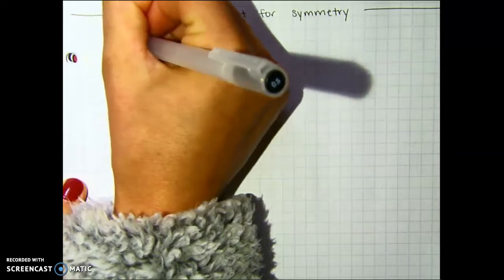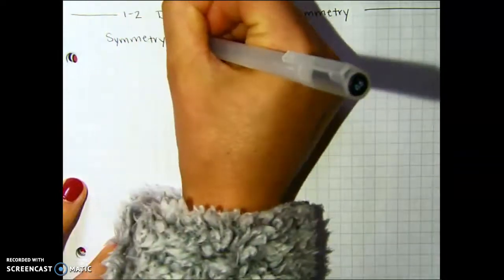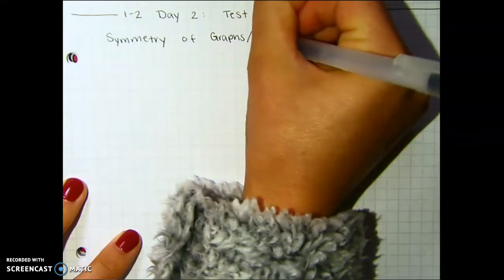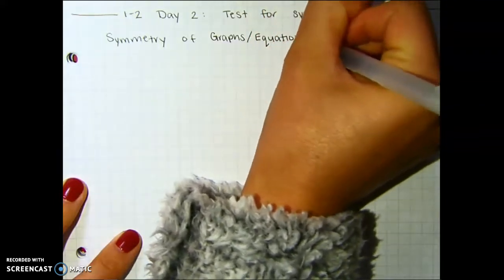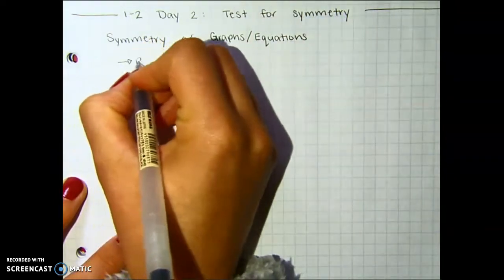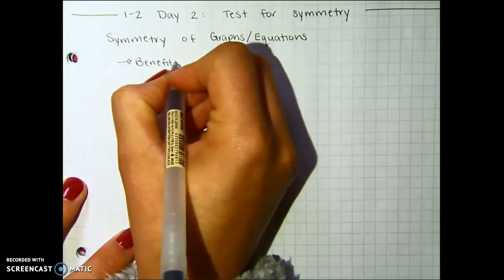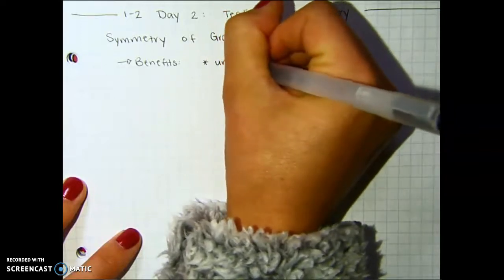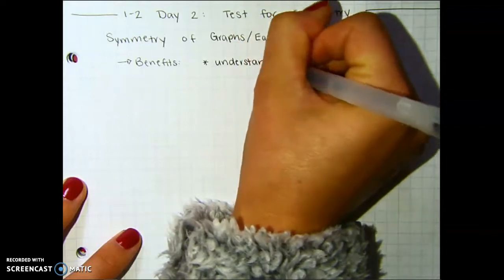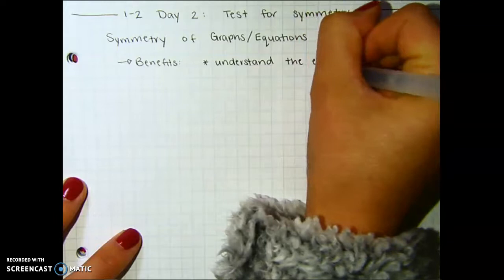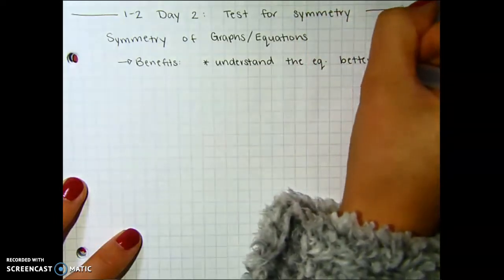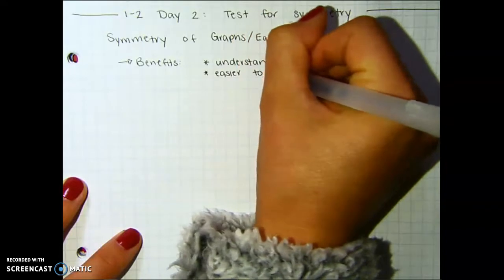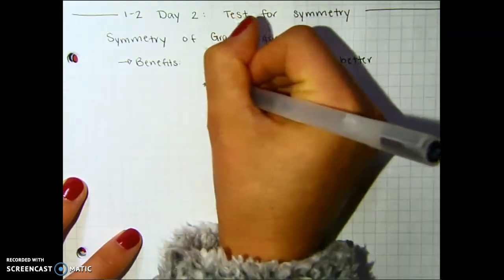So, symmetry of graphs and equations. The benefits to symmetry and testing for symmetry are it helps us understand the equation better, it's easier to plot, and it can be easier to solve.